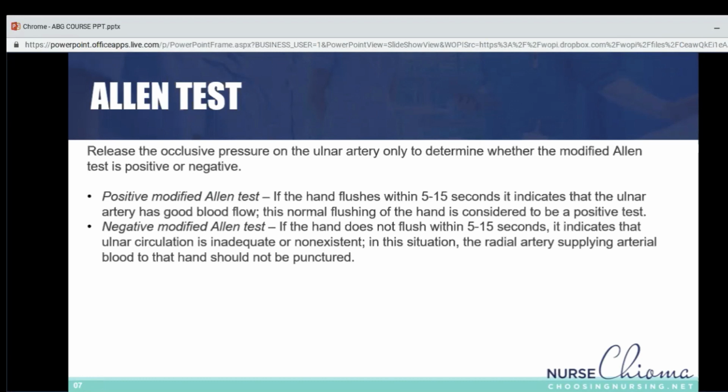So you don't want a negative modified test, okay? If it does not flush within that time zone, then it's negative, okay? So that is a significant test for you to be aware of.